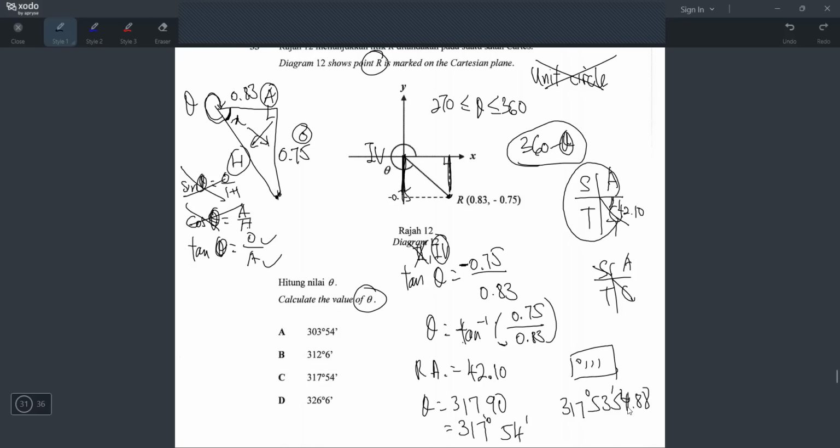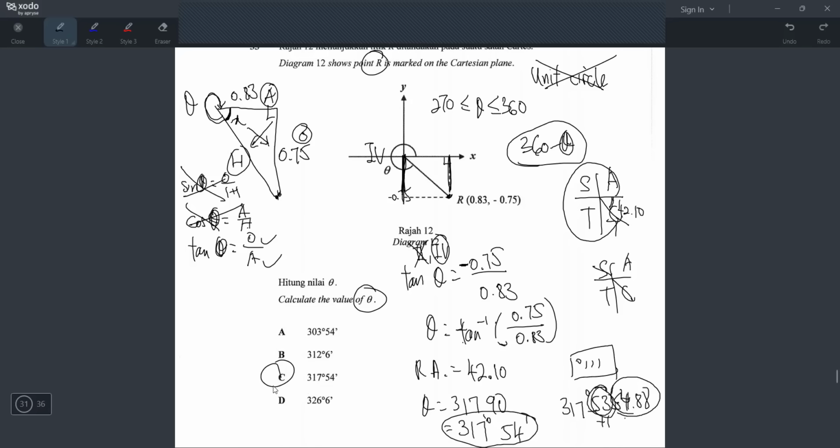And I mentioned before in class, if this number behind is more than 30, you have to plus one here. And if this number is 60, you have to plus one in front. Okay, so that's why 54 is more than 30. That's why the answer is 317 degree 54 minute. But if one day this number is 60, you have to plus one here, become 318. Okay, but this one don't need lah. So the answer is C, right?